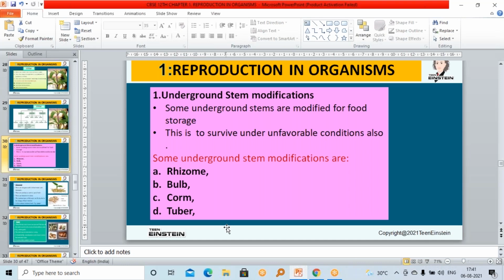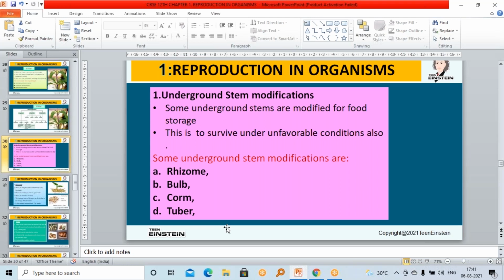And the main thing is the internal structure. The internal structure of a modified stem is almost similar to the structure of an aerial stem. It is not like the structure of a root. So these are the points to identify a modified stem from a root.